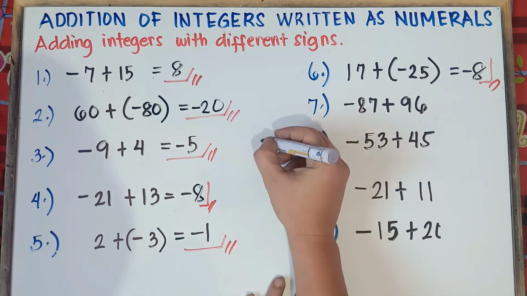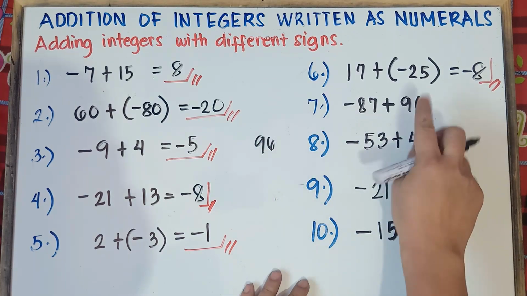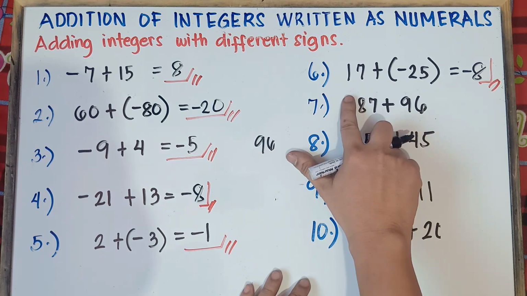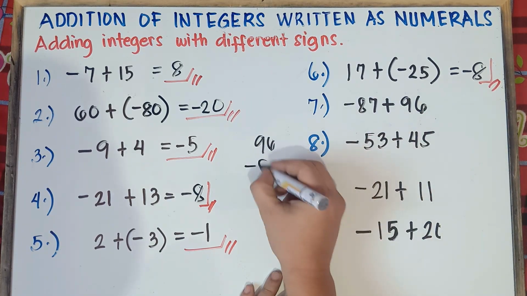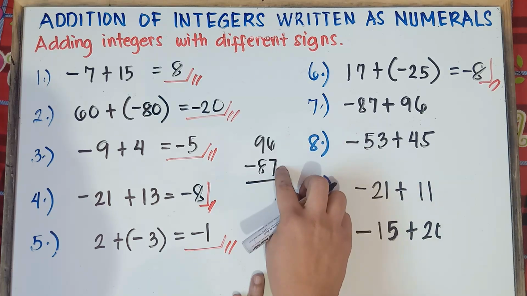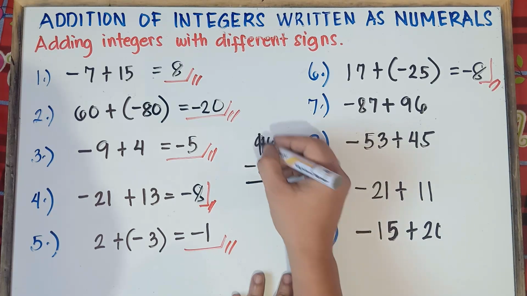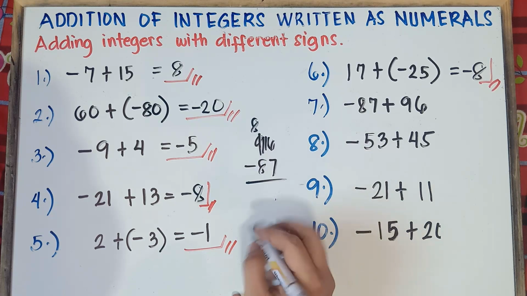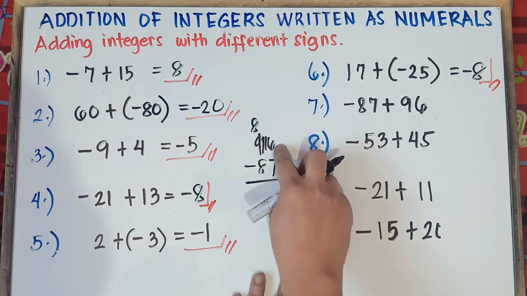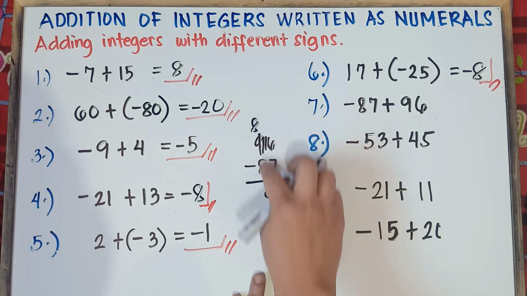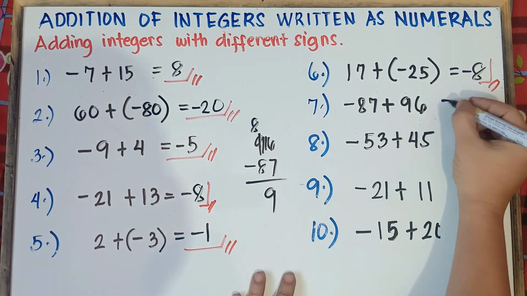96 minus 87. It must be a bigger number minus the smaller number. Ignore first the sign, class. So 96 minus 87. So 6 minus 7, that cannot be. We borrow 1 from 9. This becomes 8. This becomes 16 for 6. So 16 minus 7, that is 9. 8 minus 8, that is 0. So therefore, the answer is 9.